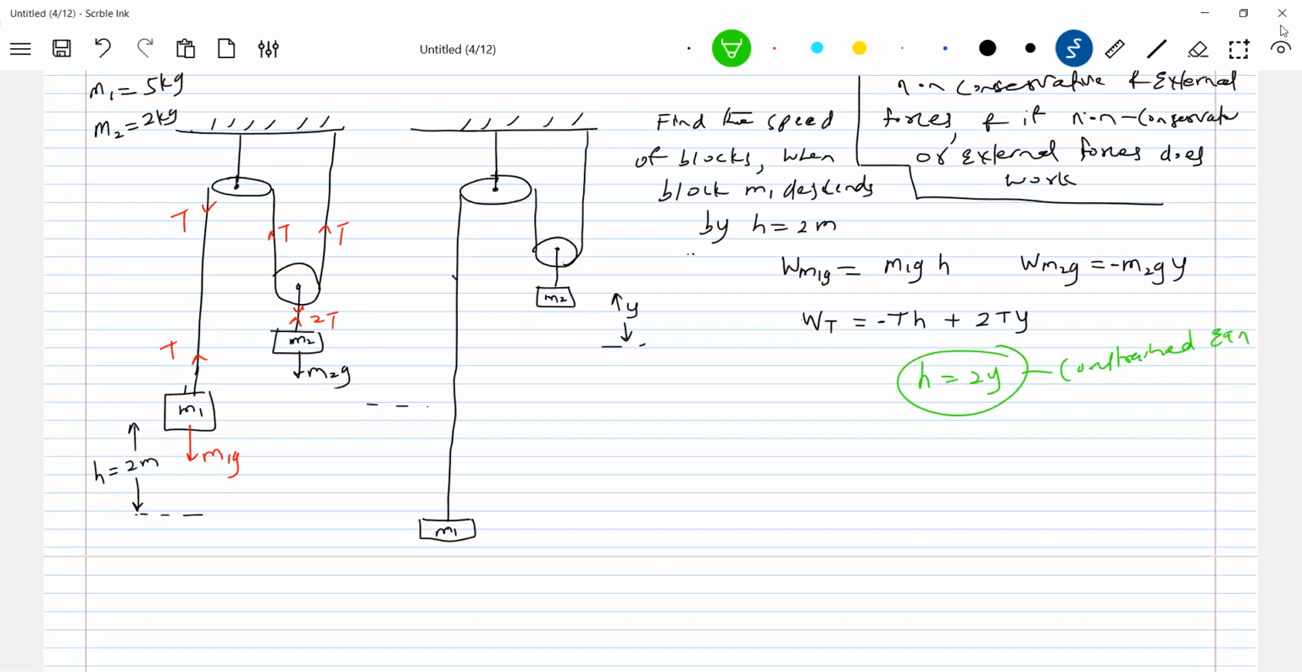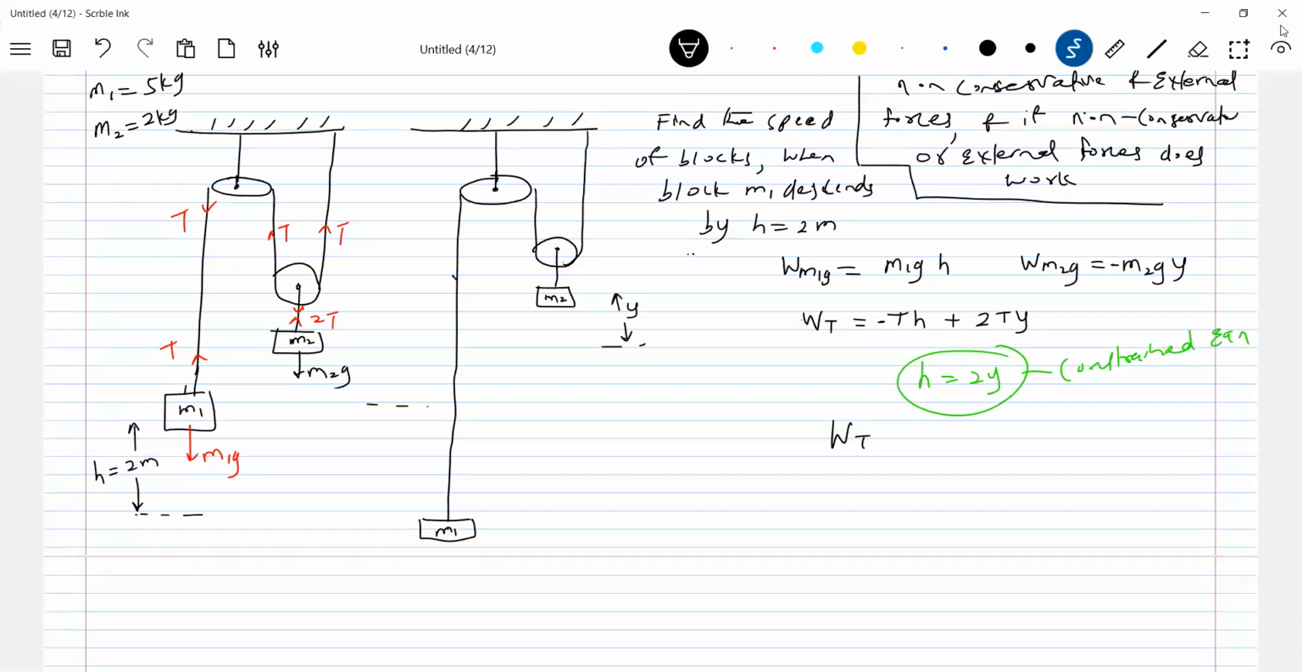If the block M2 ascends by 1 meter, then here 1 meter will become loose, no? So this 1 meter, where it decreased here, in these two parts of string will increase here. So how much will M1 descend? By 2 meters. Therefore H equals 2Y. So substitute this.